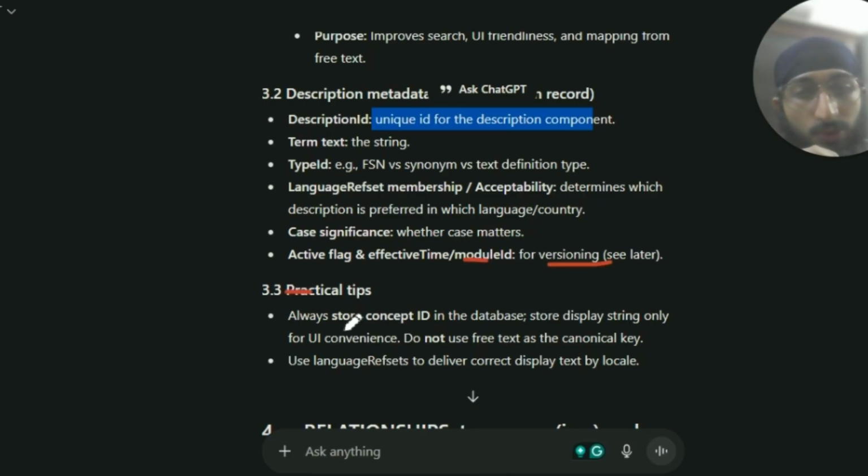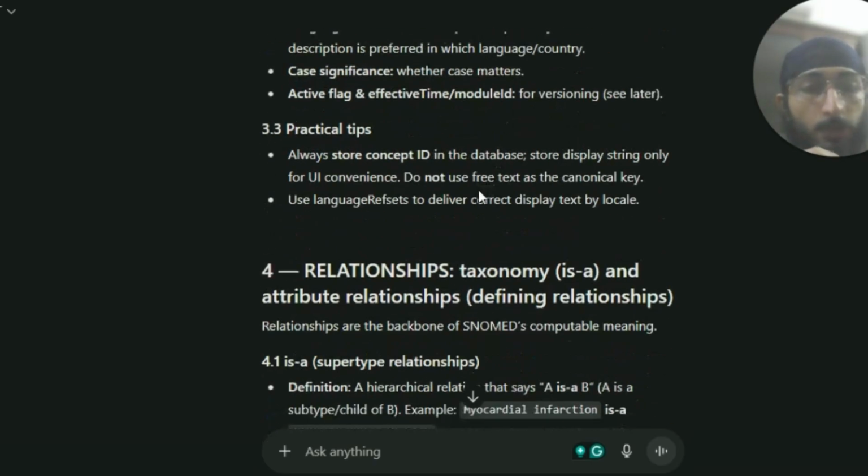Practical tips to use: always store a concept ID in the database. Store the display string only for UI convenience. Do not use free text as the canonical key. Use language ref sets to deliver the correct display text by locale.